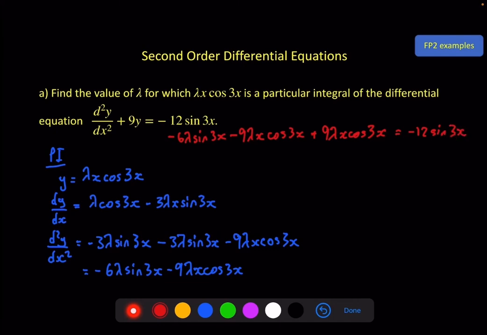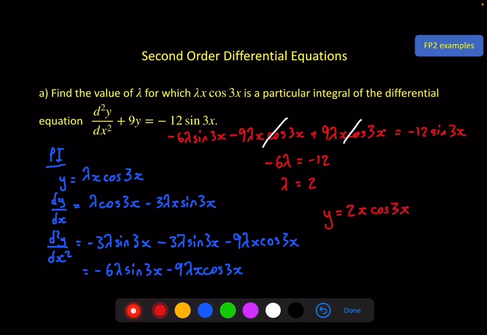That's good because we don't have a cosine on the right hand side for these cosine terms to equate with, so it's really good that they cancel, otherwise we would be stuck. Then we've got minus 6 lambda lots of sine 3x on the left and minus 12 lots on the right, so lambda equals 2, which means our particular integral y is equal to 2x cosine of 3x.